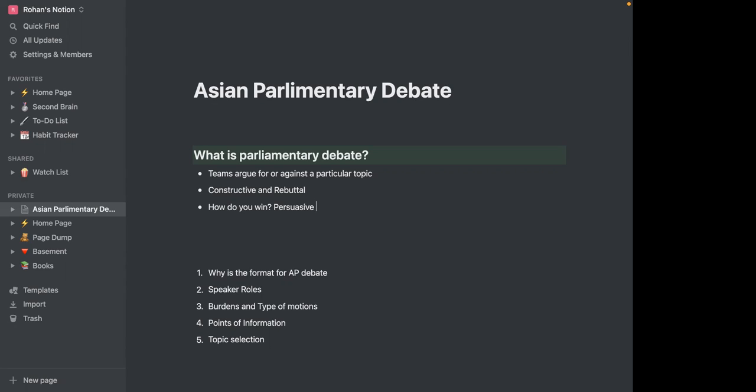You can do this by multiple methods. You can show that your argument has better logic than the other team, or your argument is something that's much more important than the other team's. There are lots of ways you can do this. I'm not going to go into them right now, but the thing is, you be persuasive by presenting better arguments than the other team. Number one.